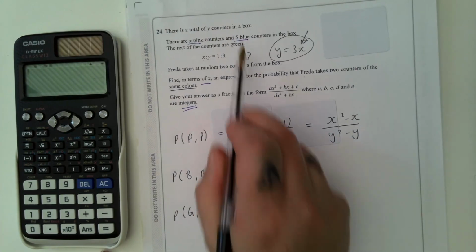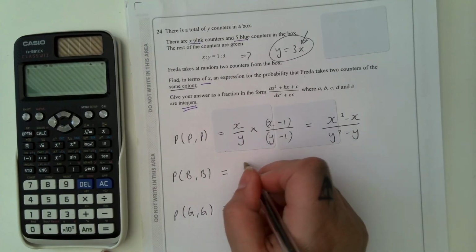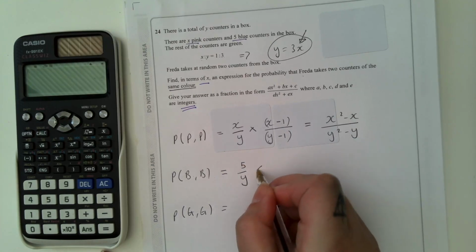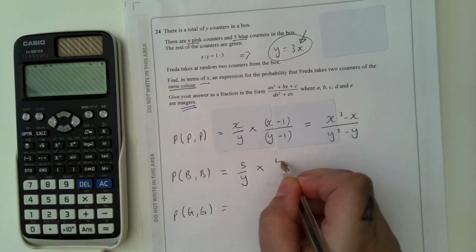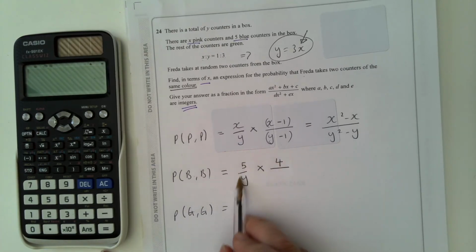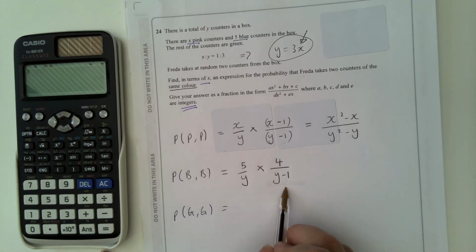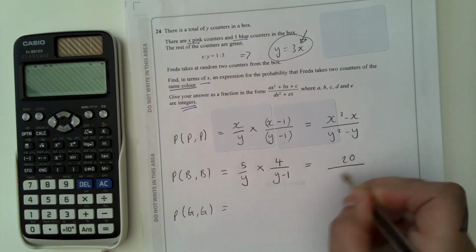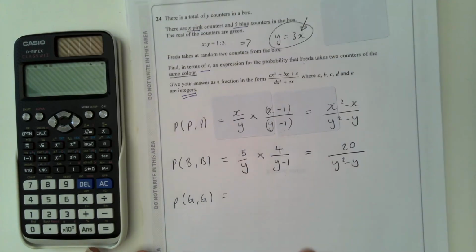Let's do the same with blue. So there are 5 blue counters. So the first time Frida picks a blue, it would be 5 out of y. Remember, y is the total number of counters. The second time Frida picks blue, there's 1 less blue to pick from, so that's 4, and then there's 1 less counter in total, so that's y subtract 1 again as the denominator. So 5 times 4 is 20 over the same denominator, and we'd expect this with probability.